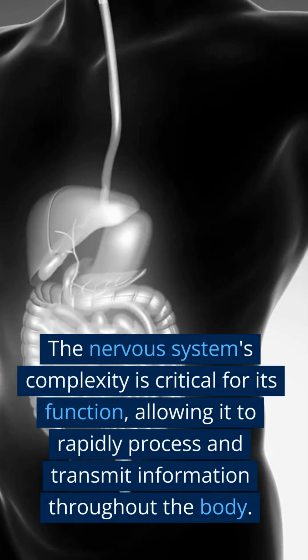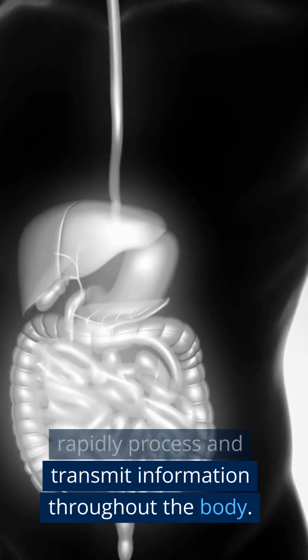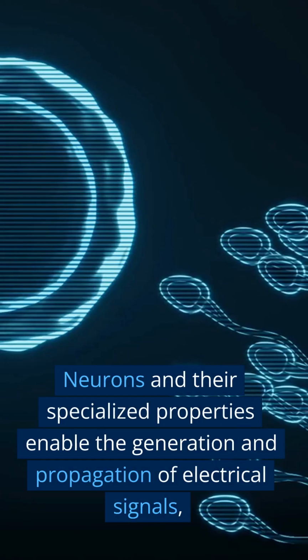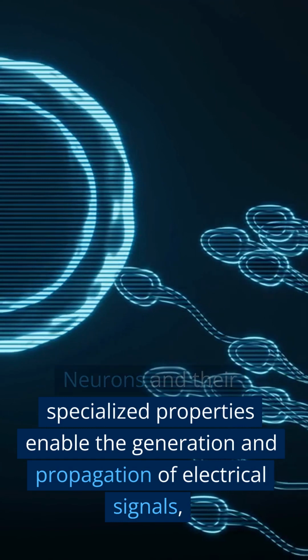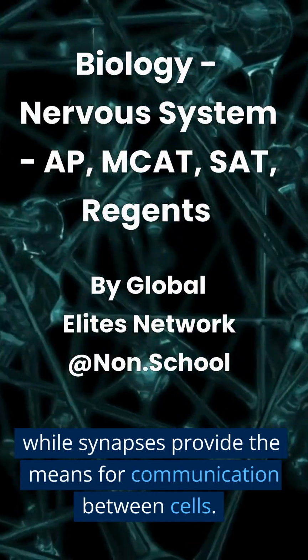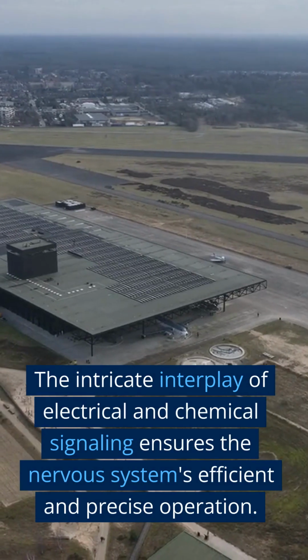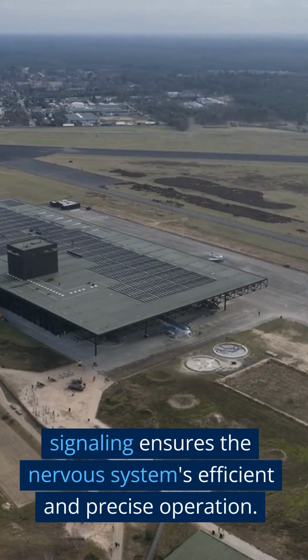The nervous system's complexity is critical for its function, allowing it to rapidly process and transmit information throughout the body. Neurons and their specialized properties enable the generation and propagation of electrical signals, while synapses provide the means for communication between cells. The intricate interplay of electrical and chemical signaling ensures the nervous system's efficient and precise operation.